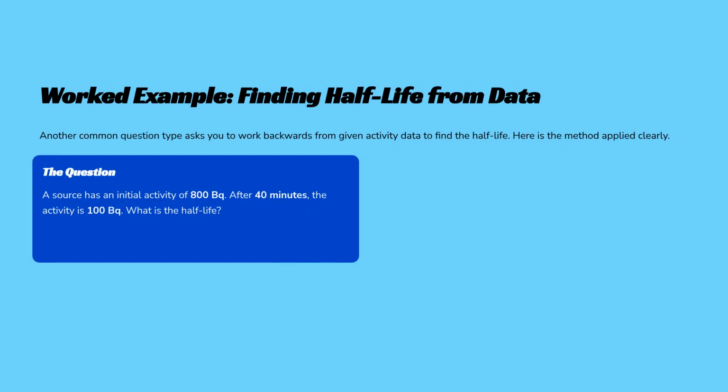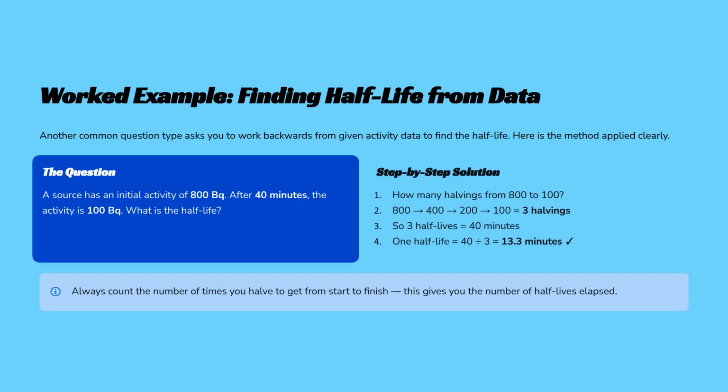Next, we find the half-life from data. By counting 3 halvings from 800 to 100 becquerels over 40 minutes, we divide the total time by the number of halvings to calculate a half-life of 13.3 minutes. Always count the number of halvings to find the elapsed half-lives.